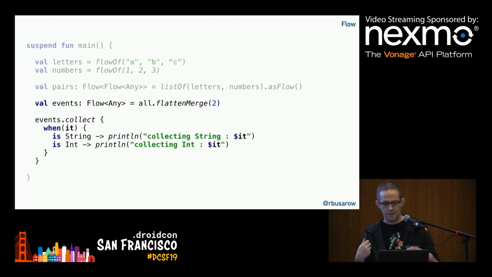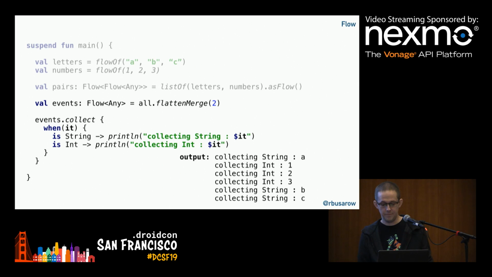So in our case, we're going to take this and we're going to add a when block to the collect and say if it's a string, print that it's a string. If it's an int, print that it's an int. And if we run it, we'll see this output will change slightly with each time, but we're able to differentiate between what those values are, but we do get everything.